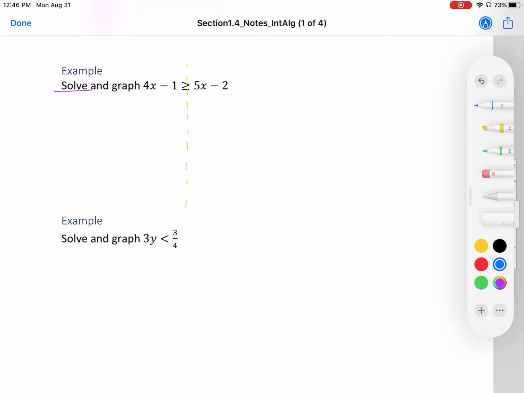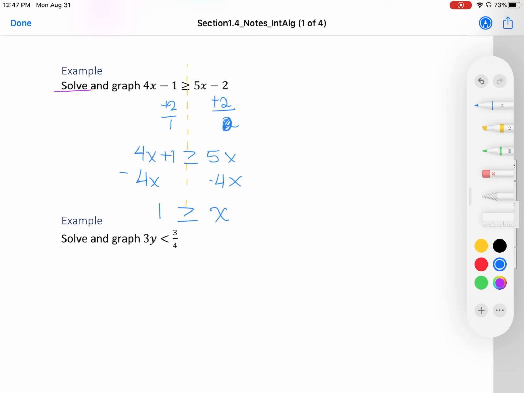Okay, let's continue. So we want to get a variable by itself. So let's go ahead and move our numbers. So plus 2, that gives us 0, not 2. Plus 2, we get 1. And we're left with 4x plus 1 is greater than or equal to 5x. Let's move the 4x over, and we're left with 1 is greater than or equal to 5 minus 4 is just x.